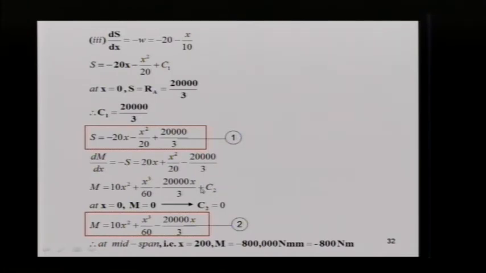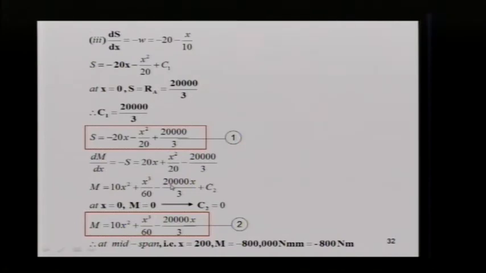Very simple, right? So if you put at x equals 400, m equals 0, then you have to find this value and this value and this value, and you will find that it is 0. You can try it for yourself, right? Whatever way you do it, C2 will become equal to 0. So now we have our expression for m.